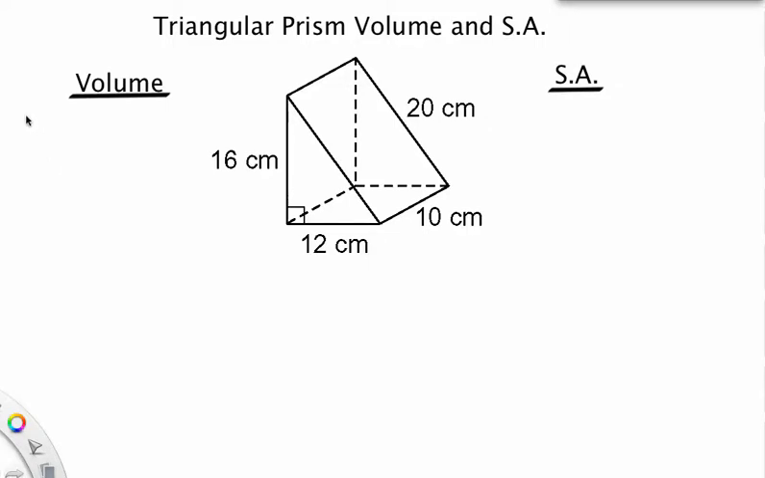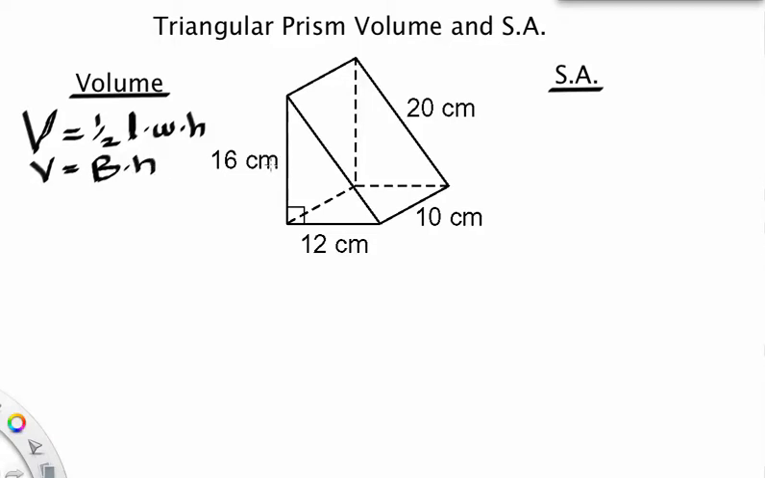To find the volume of a triangular prism, it's V equals, there's a couple of different ways I could do this. 1/2 length times width times height, which is probably the easiest way to do it, or volume equals, in most cases, the area of the base times the height.